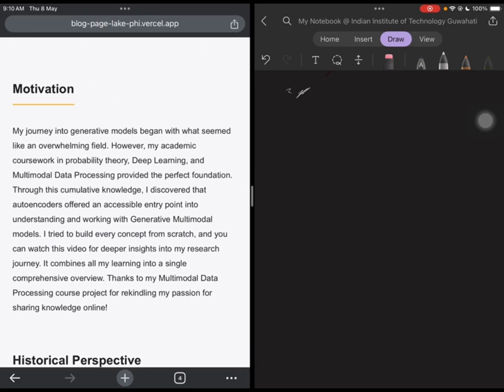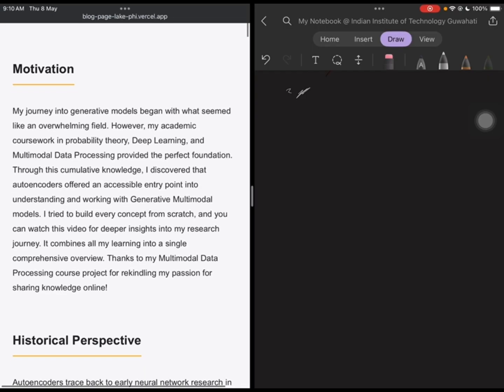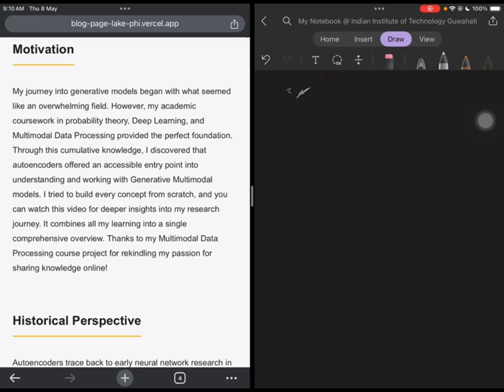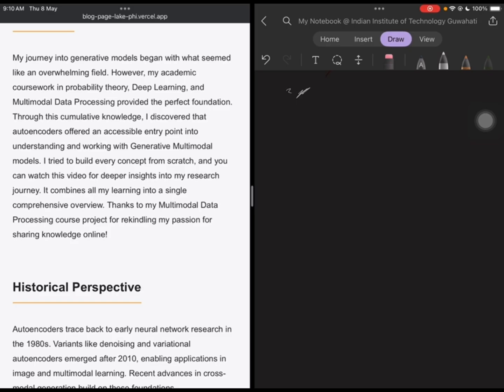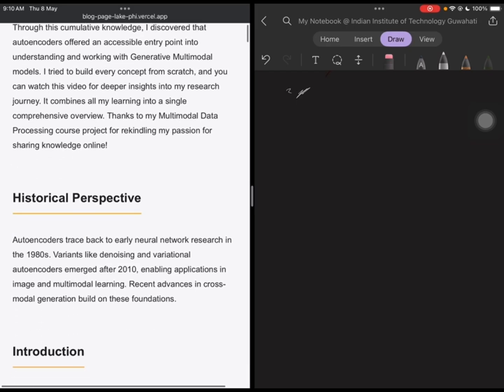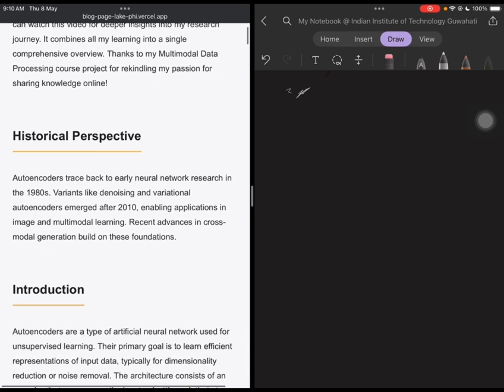When I first started learning generative models, and parallelly I was learning probability, deep learning, and other data mining courses as a part of my academic coursework, it was very tough to break into generative modeling at first. But when I saw autoencoders, we can use autoencoders to build many types of networks. So this was my motivation, and also I wanted to write a blog, and thanks to the multimodal data processing course project, it gave me an opportunity to write a blog.